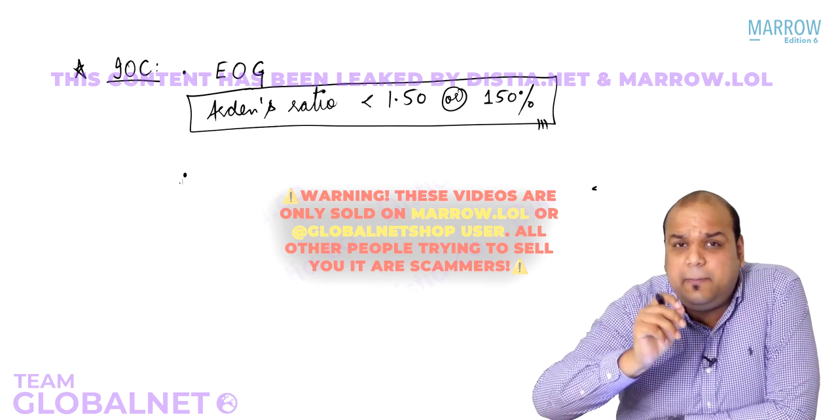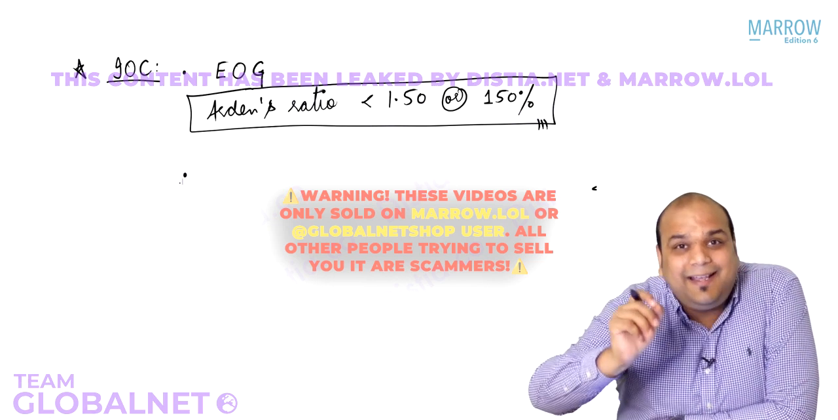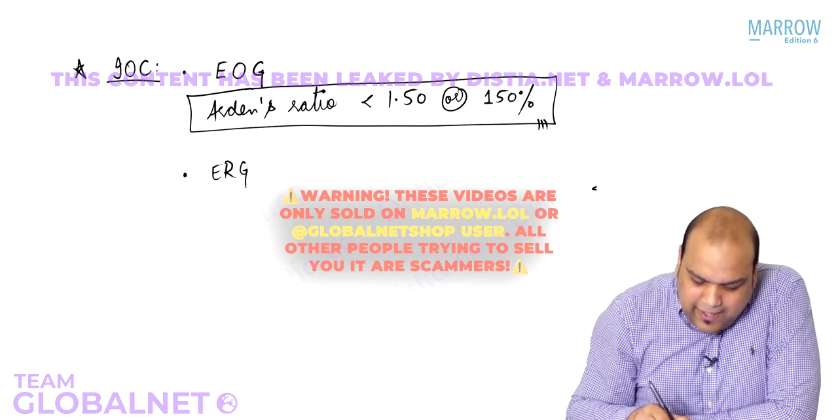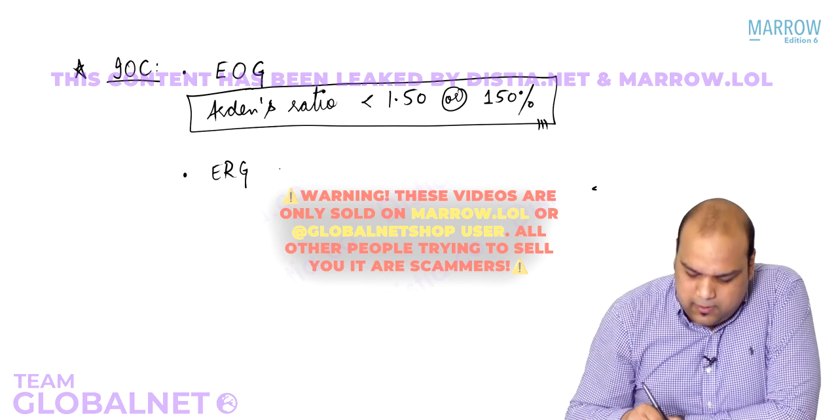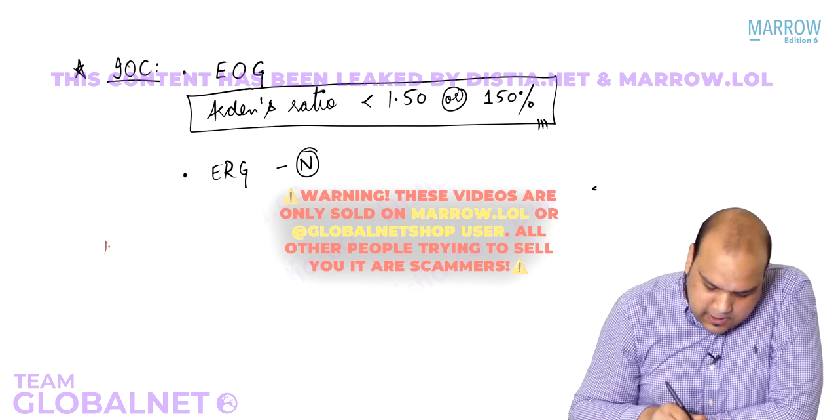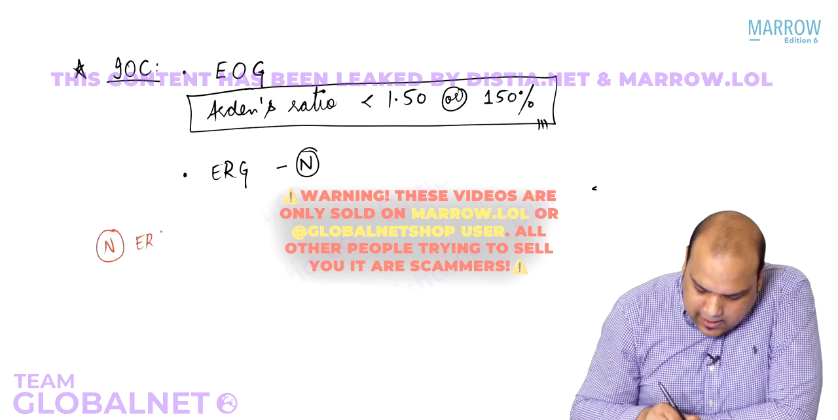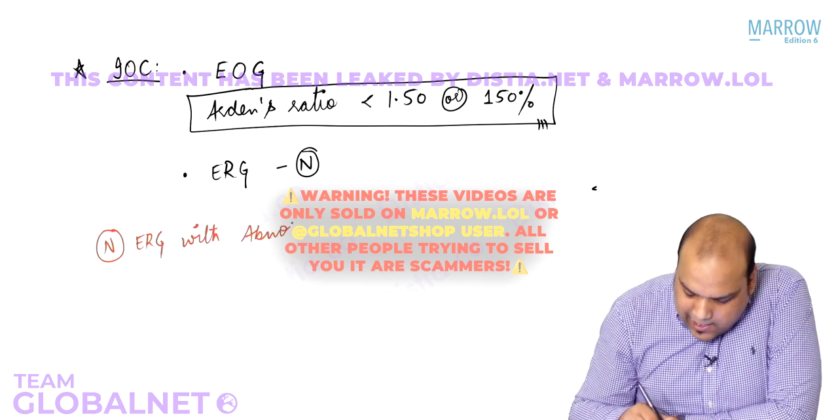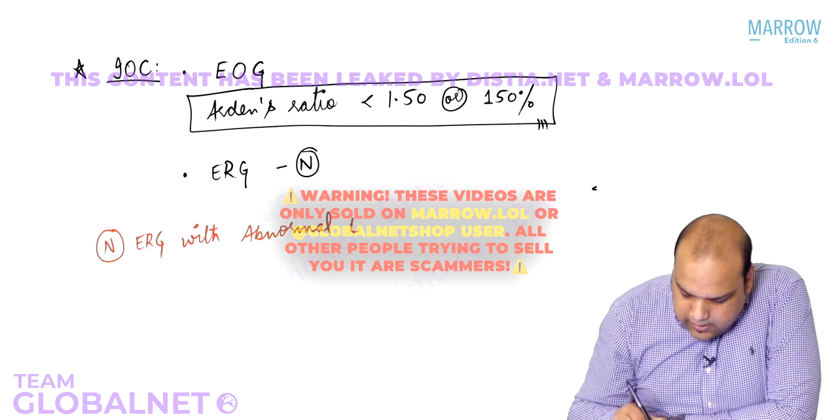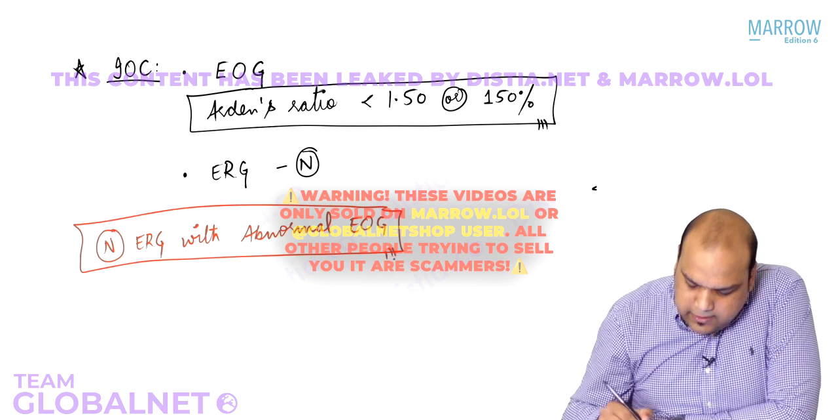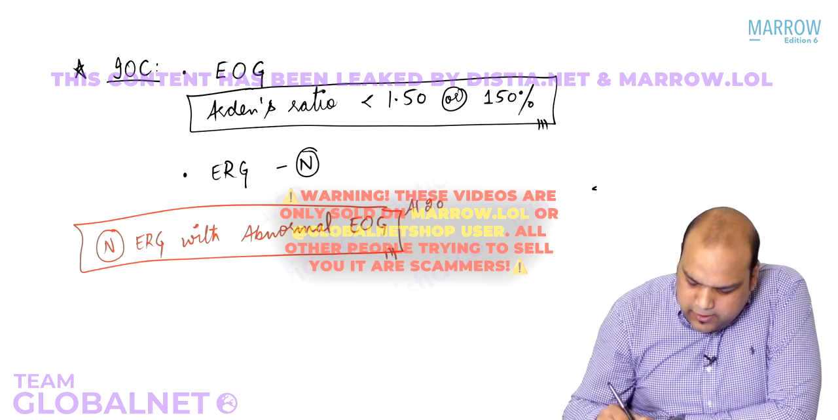EOG is absolutely abnormal, but uncharacteristically ERG, which we would have expected to also be abnormal, is absolutely normal. So please remember there is normal ERG with abnormal EOG. If this is what you encounter in a question, everybody, this question had come in All India 2011.